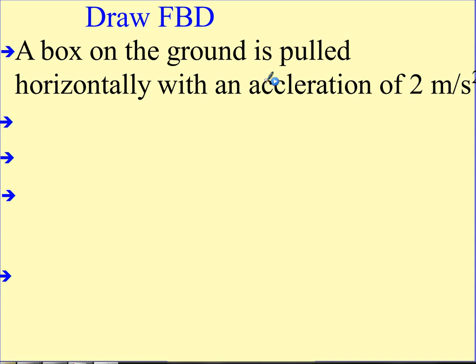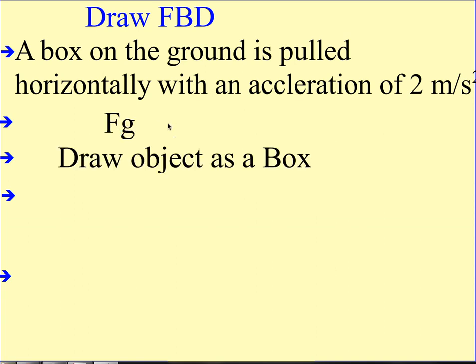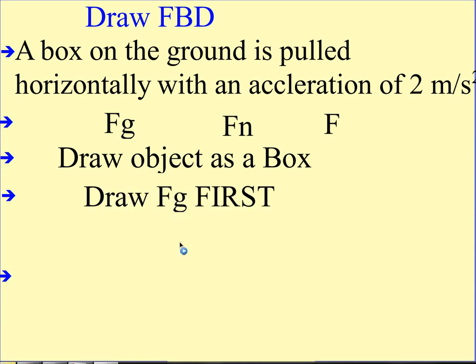Now, what if I have a box on the ground being pulled horizontally with an acceleration of 2 meters per second squared? Identify your forces. Okay, I have FG, FN, and I have to have some sort of force because it's being accelerated. Draw your object as a box. Draw FG first. So I have FG going straight down. That's always the first force you draw. Second force is draw your normal force if you have one. And then I know there has to be some sort of force going to the right because it's being accelerated to the right. And I drew in my acceleration.